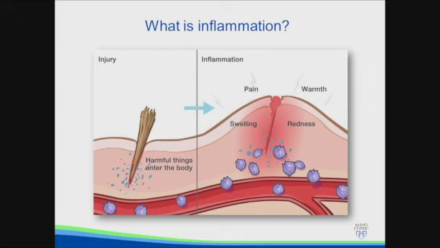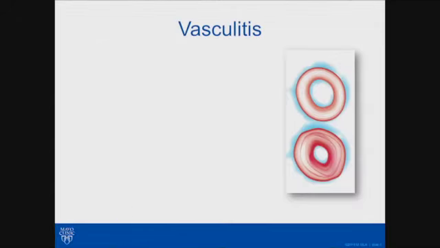They are there to clean up any foreign material, like bacteria, for example, that may have entered the wound, but they also start the repair process, which will involve scarring and eventually healing over of the skin. But when you think about inflammation in a blood vessel, it's hard to understand where is the swelling, the redness, the warmth, the pain. Well, it's different, right?